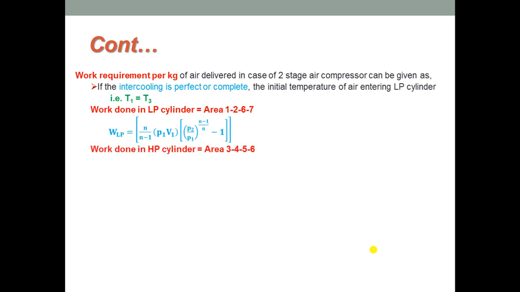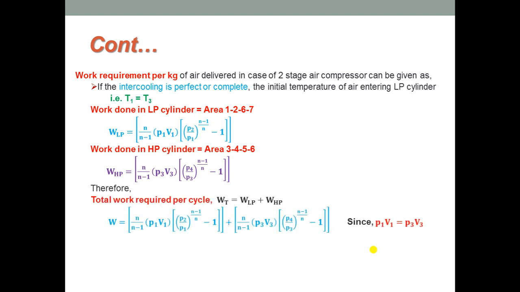And then for HP cylinder, area 3456 represents HP cylinder, and the expression is here from single stage, and the total work is the summation of work of LP plus HP cylinder, and we have P1V1 equal to P3V3. After simplification, the expression becomes n/(n-1) into P1V1 multiplied with (P2/P1)^((n-1)/n) plus P4V4 (P4/P3)^((n-1)/n) minus 2, and it is in terms of kilojoules.